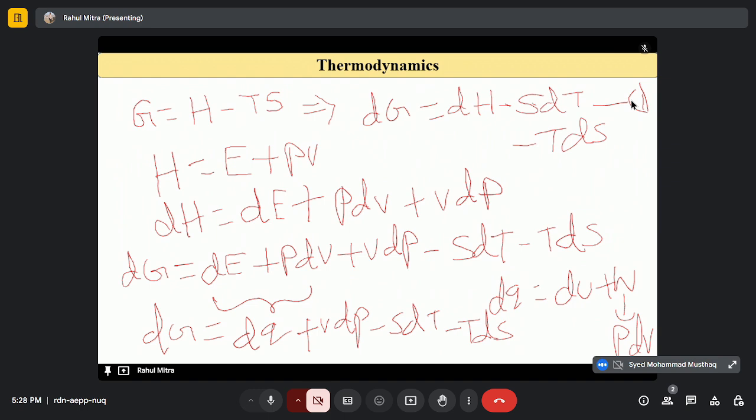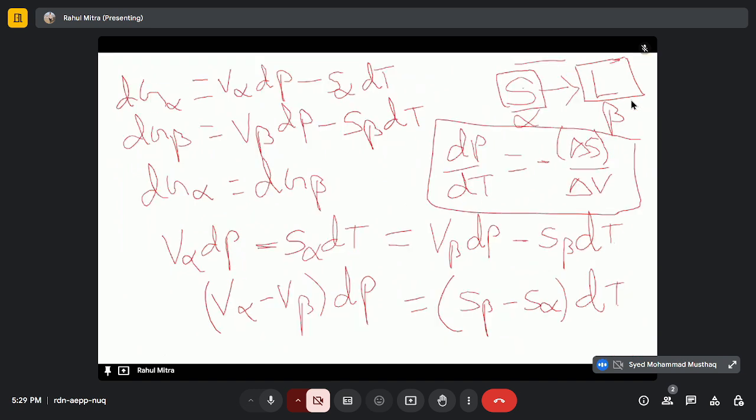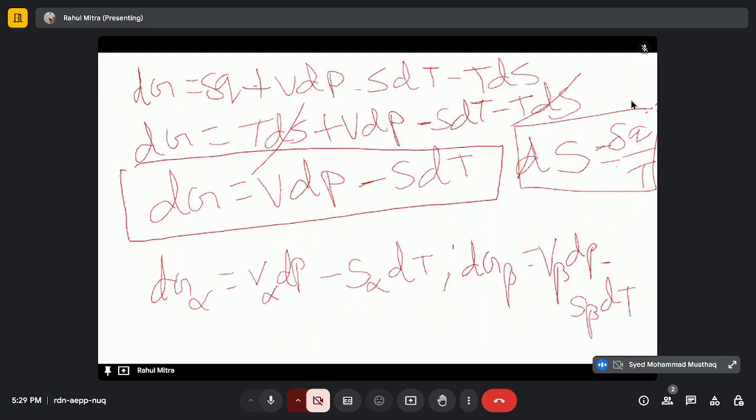So if I differentiate the enthalpy term, where dH equals to dE plus PdV plus VdP, and if I substitute dH in that term, it will become dG is equal to dE plus PdV plus VdP minus SdT minus TdS, and we know dE plus PdV equals to dQ, so dG is equal to dQ plus VdP minus SdT minus TdS. Let's write it like this. Then we have dG equals to del Q plus VdP minus SdT minus TdS.